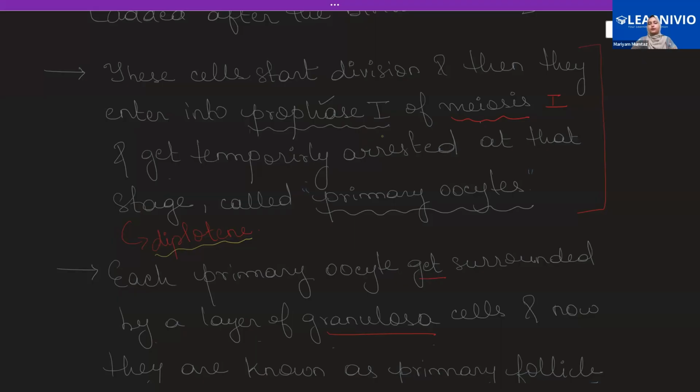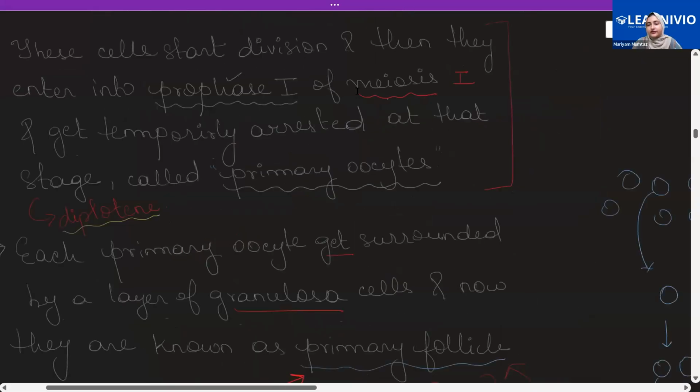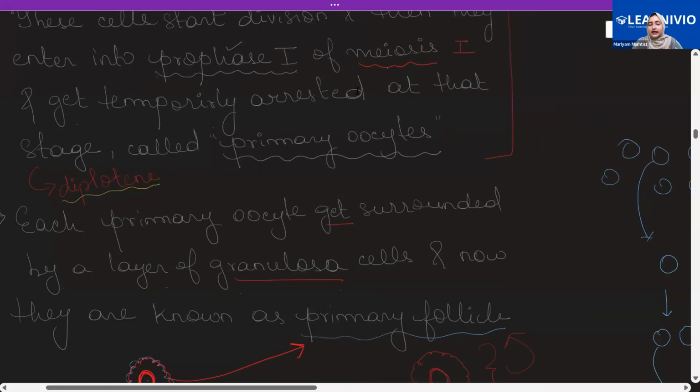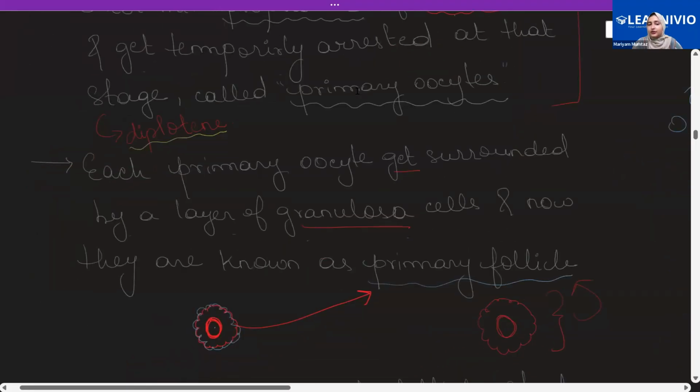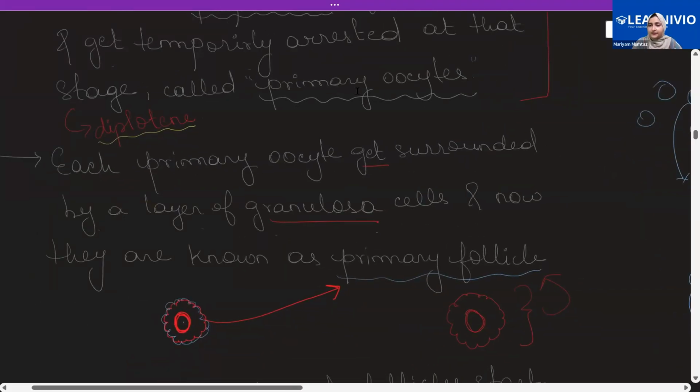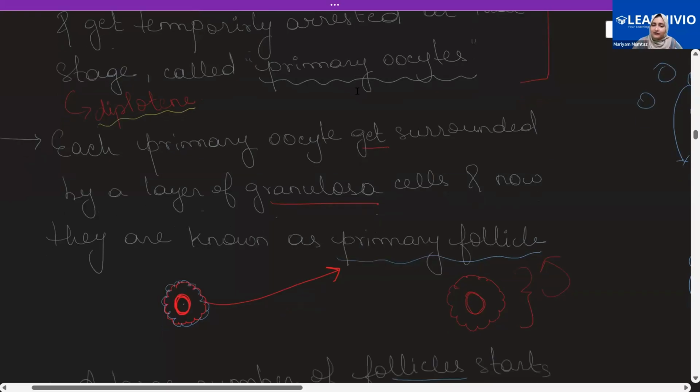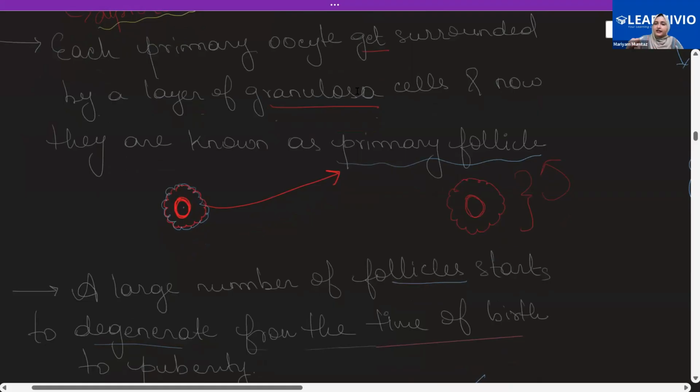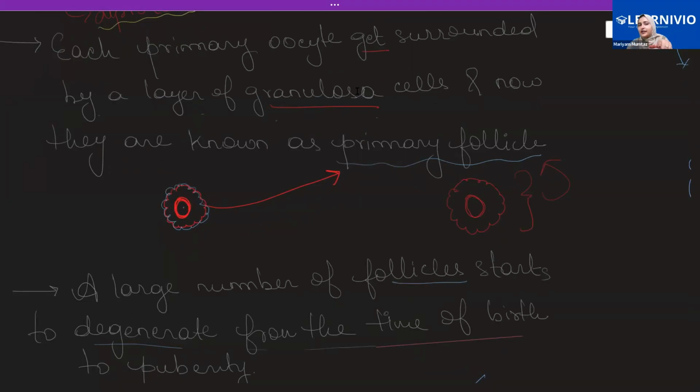Once the primary oocyte is formed, it gets surrounded with a layer of granulosa cells, and then it becomes a primary follicle. When the primary follicle has another layer of granulosa cells, it becomes a secondary follicle. But inside, the primary oocyte is still there. That circular thing is the primary oocyte. Together it is called the primary follicle.